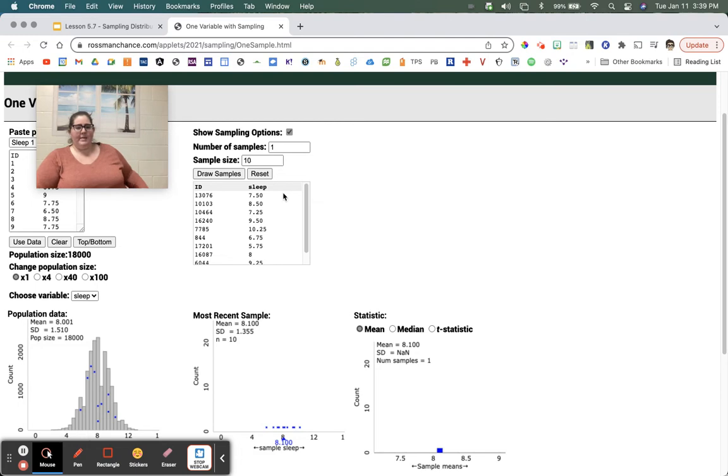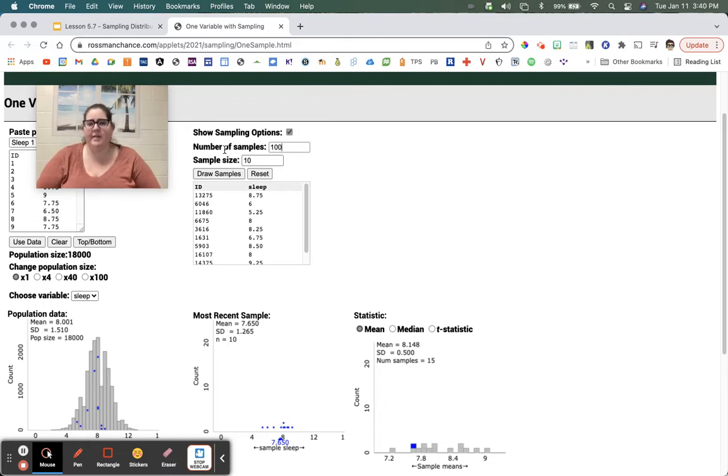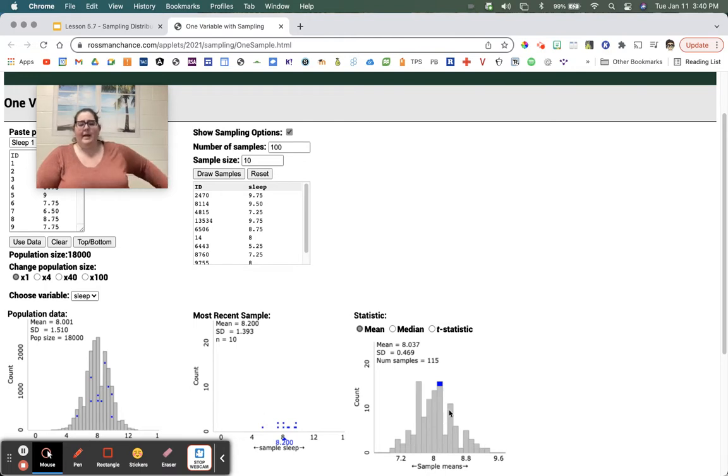So if I just took one sample, there's my sample right here, and then there was the sample mean. And if I keep doing that, right, so there's my second sample, there's my new sample mean. There's my third sample and my third sample mean. And I could keep doing this for a while until I take a whole bunch of samples. And just to make this a little bit faster, I'm going to say take 100 samples of size 10 and find the means of each of those samples. And now we can see that sampling distribution.